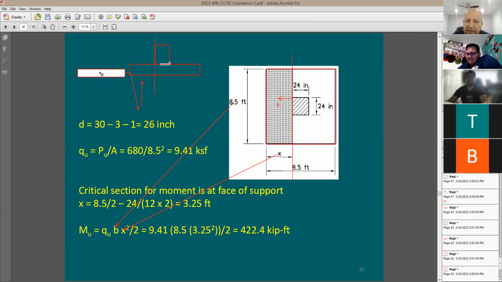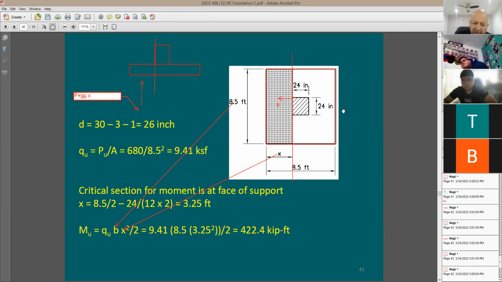I'm going to say you have a force here. How much is this force? This force is going to be pushing upward. It's going to be equal to Q ultimate, the 9.41, multiplied by this contact area, which is the shaded area, multiplied by B, which is this length, multiplied by X. So let me write it this way. It's going to be Q ultimate times B times X. Let me find how much this is numerically. Q ultimate is 9.41 times B, 8½ feet, times X, which is going to be 3½ feet.